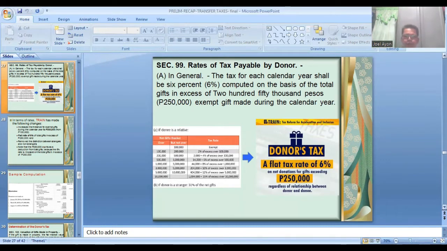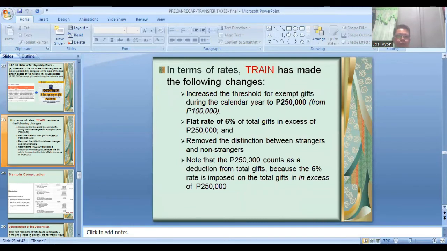All right, moving forward. In terms of rates, the TRAIN law has made the following changes. It has increased the threshold for exempt gifts during the calendar year to 250,000, from previously 100,000. Then the flat rate of 6% of total gifts in excess of 250,000. And, as I've mentioned a while ago, it removed the distinction between strangers and non-strangers.